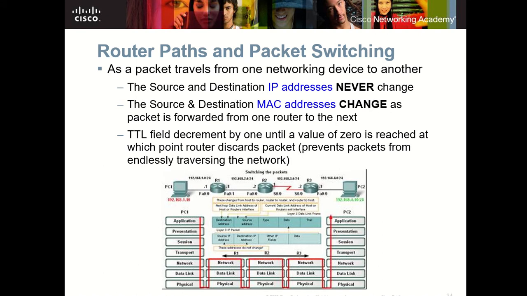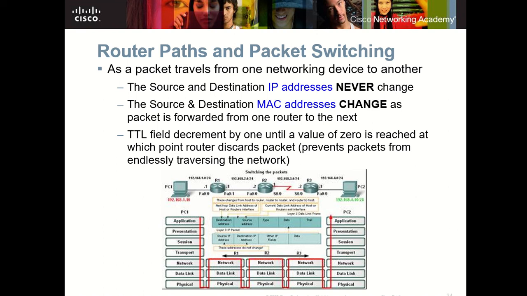So again, take note that the source and destination IP addresses never change, while the source and destination MAC addresses change as the packet is forwarded from one router to the next router. We also have this term, the TTL or time to live field, which decrements by 1 until the value of 0 is reached, at which point the router discards the packet. So it prevents the packet from endlessly traversing the network.